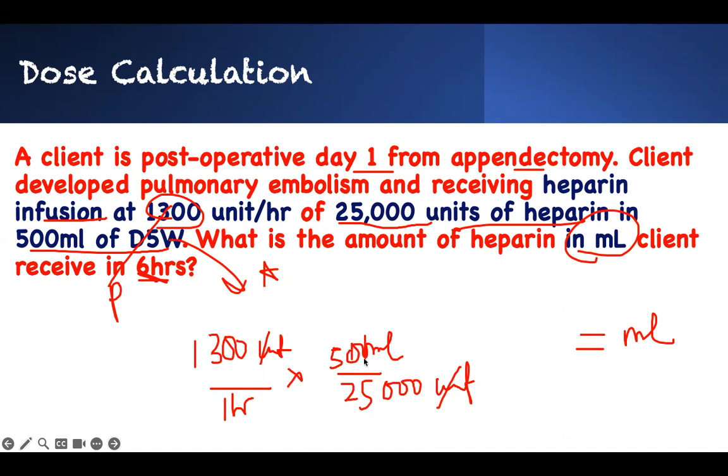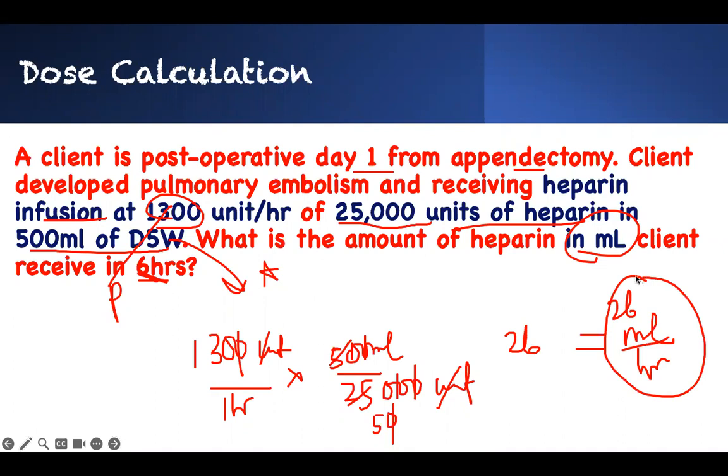So this cancel, these are 2 zeros. 5, cancel 5. You have 50 here. Another 0 can cancel here. And then you have 1300 divided by 5, which is almost like 7, which is almost 26. So 26 ml over an hour. So that's what the patient is going to receive.